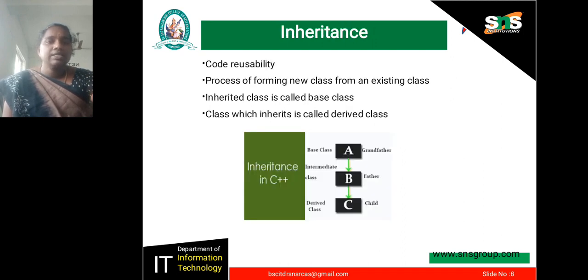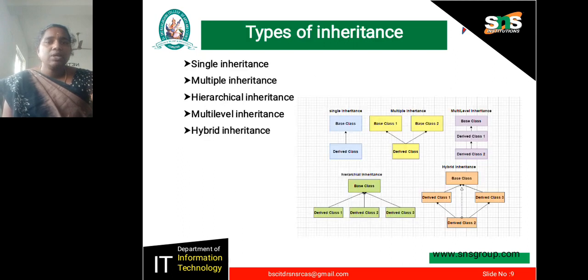Next one is inheritance. Inheritance is nothing but the base class deriving the derived class. Inheritance is code reusability, the process of forming a new class from an existing class. The inherited class is called the base class. The class which inherits is called the derived class. Here I am showing the diagram, the base class deriving the derived class. Next one is types of inheritance: single inheritance, multiple inheritance, hierarchical inheritance, multi-level inheritance, and hybrid inheritance.